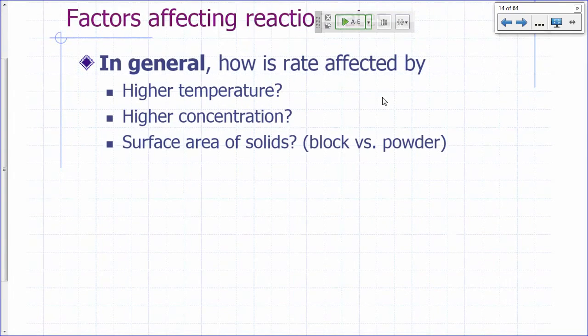All right. So in general, how is rate affected by higher temperature? Higher temperature means, in general, faster or slower? Faster. Higher concentration, would that generally cause faster or slower rates? Higher concentration. So imagine this room is more crowded. Are you more likely to bump into someone? Yeah. So more frequent collisions would generally cause a faster reaction.